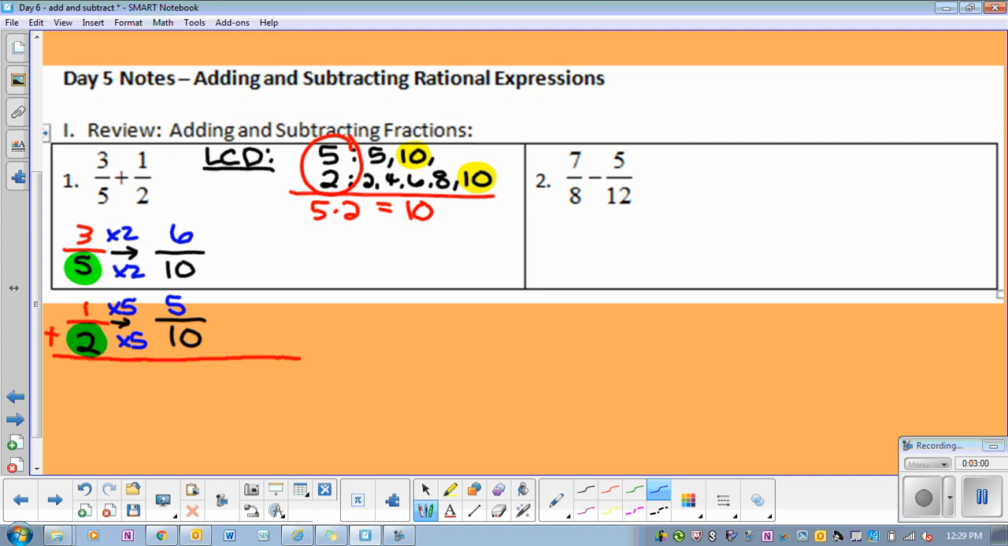Now I need to add. But you know how we got the least common denominator? Do I add my denominators? No. That stays the same. And then you just add your numerators, right? So this is 11 over 10. Good.